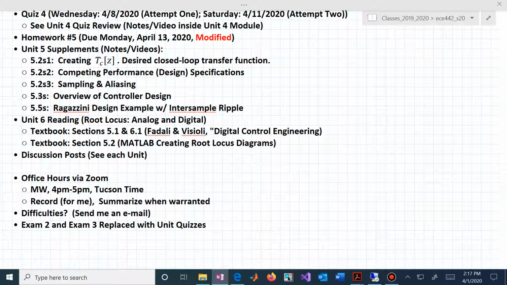That varies because obviously stability and performance specifications in the S-plane are different than stability and performance specifications in the Z-plane. The left half plane in the complex S-plane concerns stability. Inside the unit circle for the Z-plane is what is associated with the stability concept in discrete time systems.